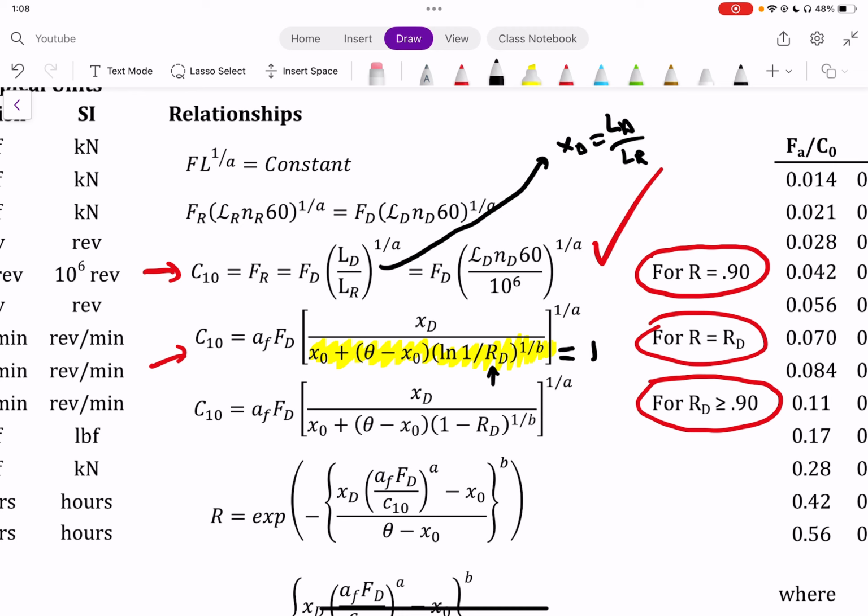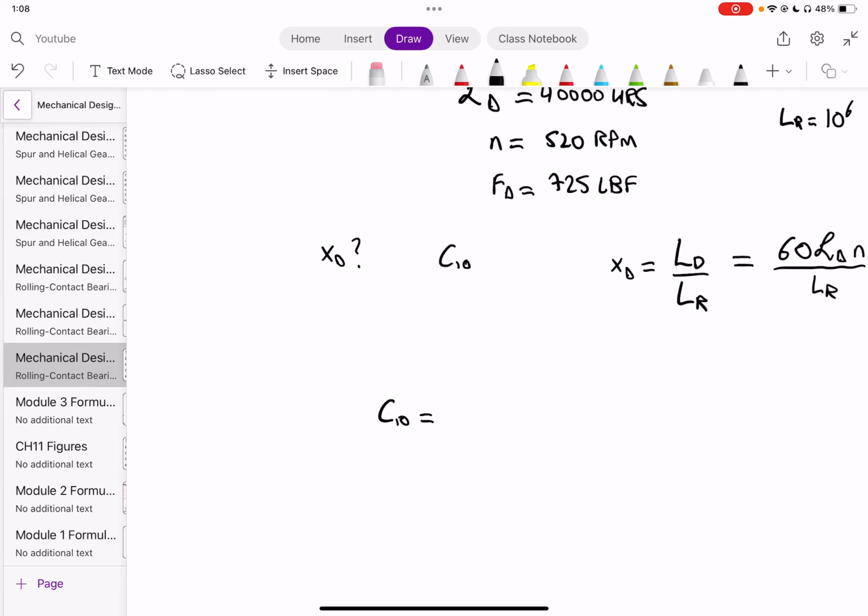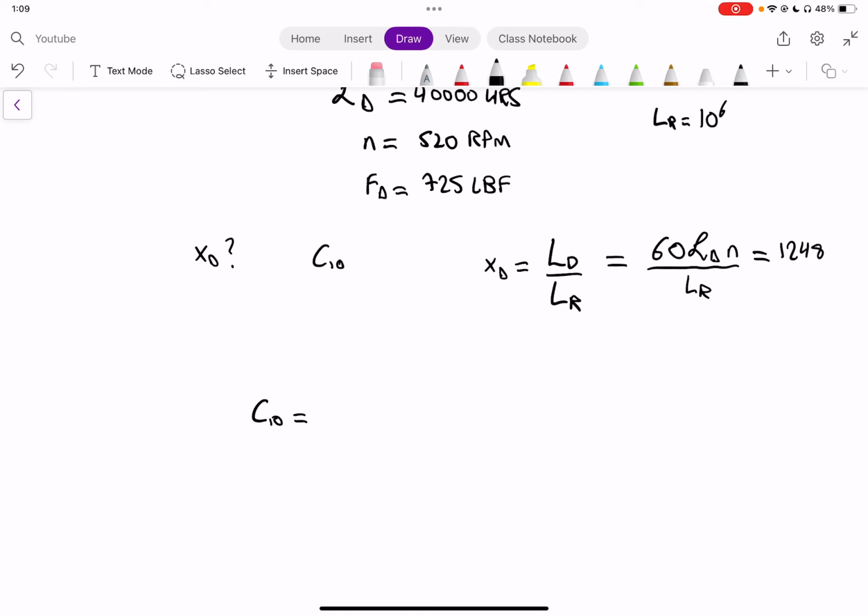Okay, if you have a reliability goal that is different than 0.9, you would have to use either the middle equation or the bottom equation. It's up to you which one you want to use, as long as RD is greater than 0.9. Hopefully that made sense, and we'll keep going with our problem. So what we're going to do is write that C10 is equal to 1.4, which is your AF, times your FD, which is 725 pound force, multiplied by XD, or LD over LR, but we already have that value, so I'm just going to write XD to the power of 1 over 3.